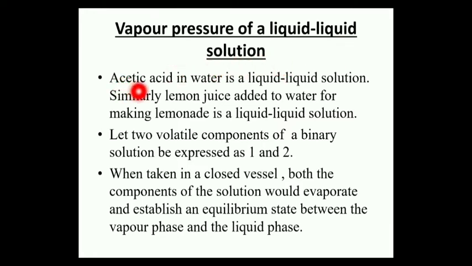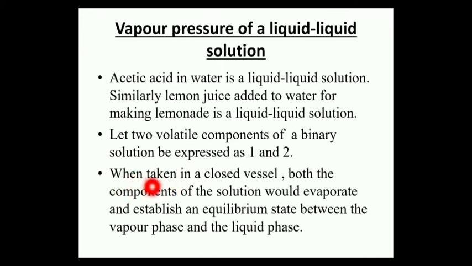Okay, so acetic acid is a liquid, right? It, when dissolved in water, gives rise to a liquid-liquid solution. Similarly, lemon juice is also liquid in nature, right? When it is dissolved in water, this also gives rise to a liquid-liquid solution. So both the solute and the solvent are in the same state, that is liquid state. Now let us consider two volatile components of a binary solution, expressed as 1 and 2. Okay, so components 1 and 2 make up the binary solution.